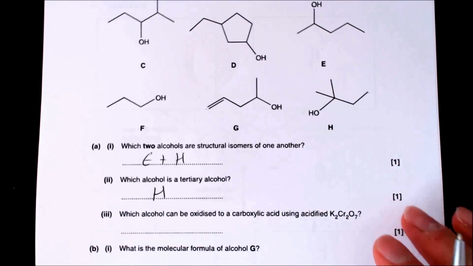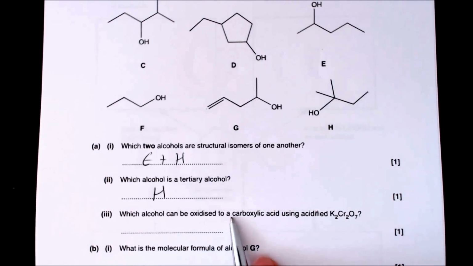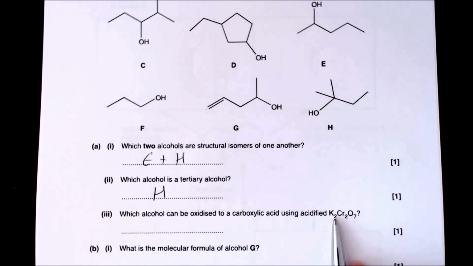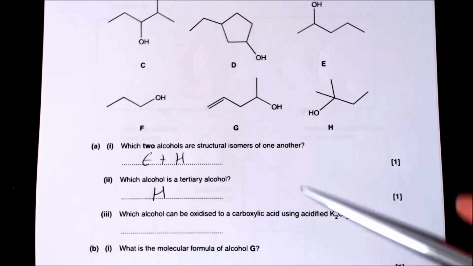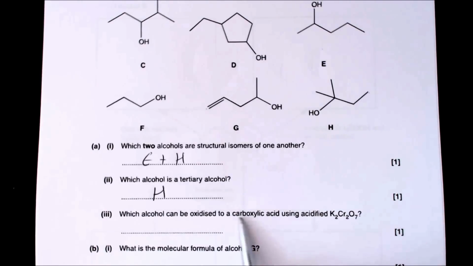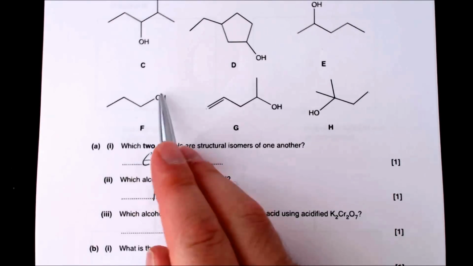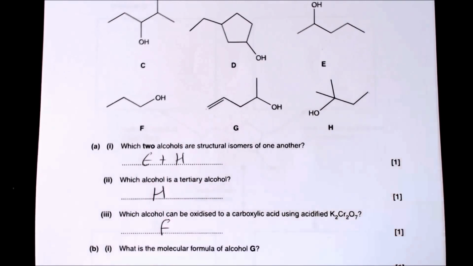Okay, it then says which alcohol can be oxidized to a carboxylic acid using K2Cr2O7, which is potassium dichromate. So we need to look for an alcohol that is, well, this has got a carboxylic acid, so it's got to be a primary alcohol, and the primary alcohol here is F. It's the only one that's primary, so this one's going to be F.